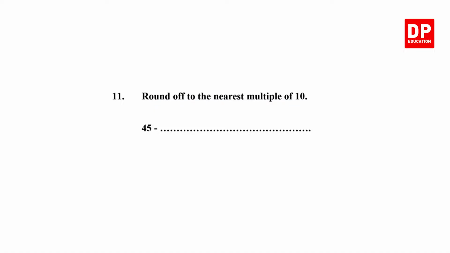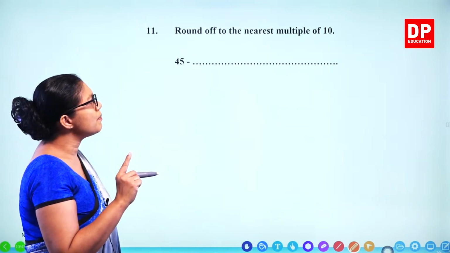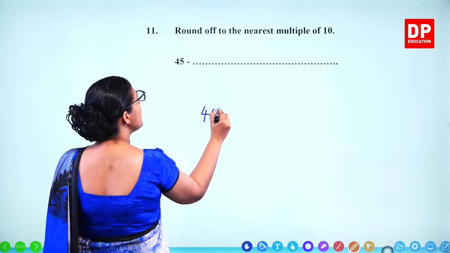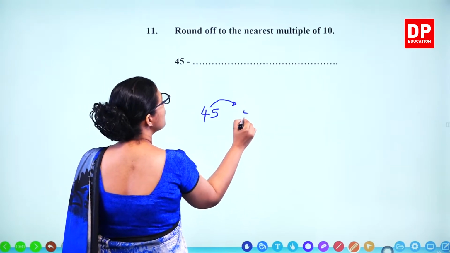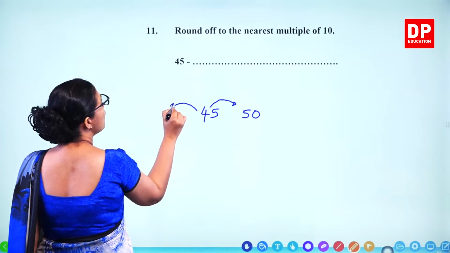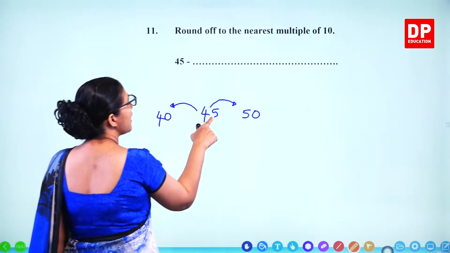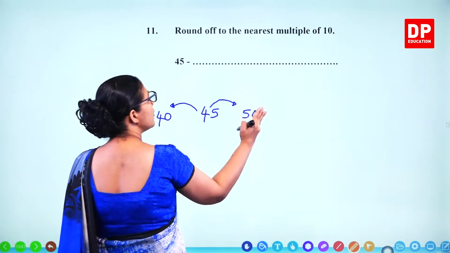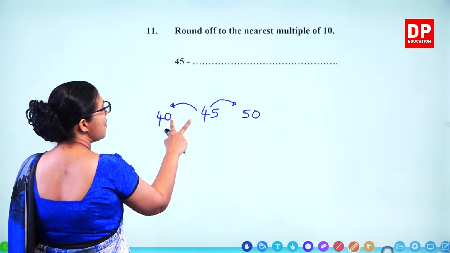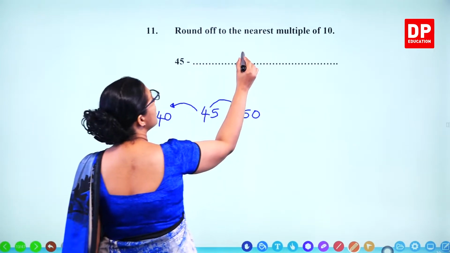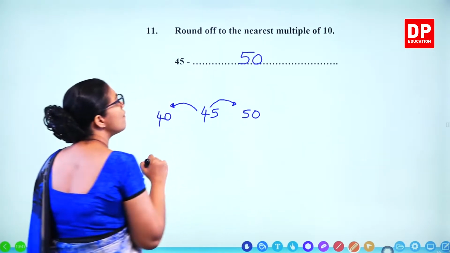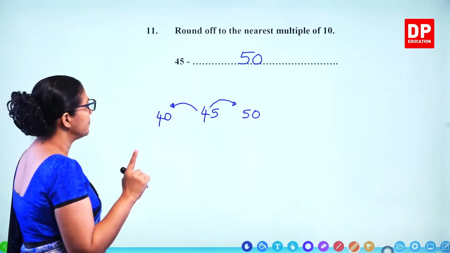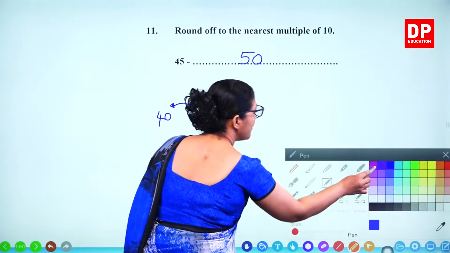Question number 11. Round off to the nearest multiple of 10. So 45 is in between multiples of 10. That's 50 and in between 40. So if the digit is 5 or more, we take the highest value, not the lowest one. Same difference, but we take the highest value. So that's 50. So 50 is the nearest multiple of 10. So 2 marks for that.